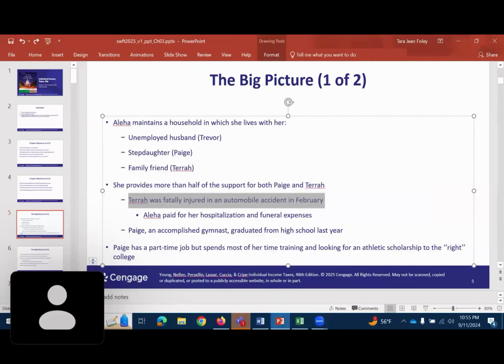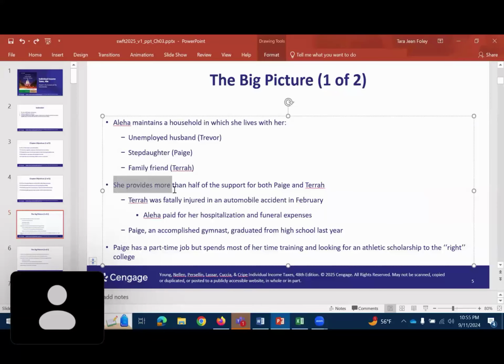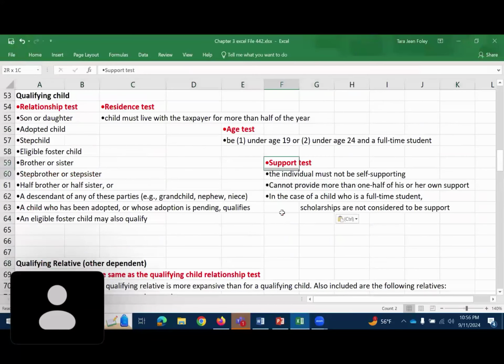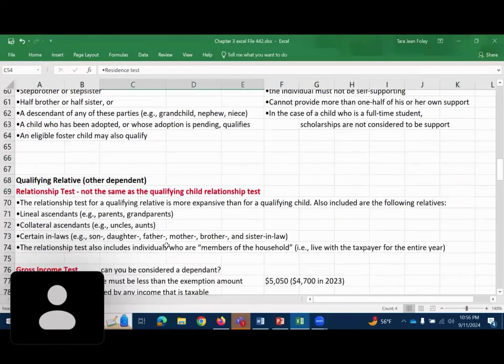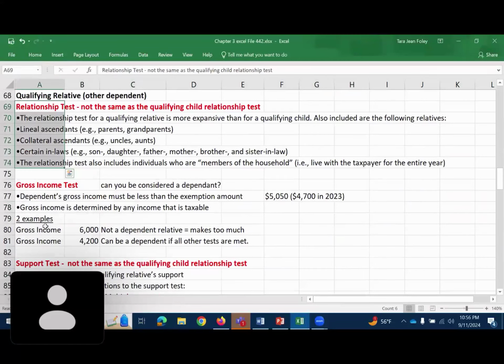Paige and Tara. Oh, let's go back to this here. I forgot. Aaliyah provides more than half of the support for both Paige and Tara. So it looks like the support test works for Paige. We just need to know about the residency test and the age test. So for Tara, she meets the relationship test. Cool. The gross income test.